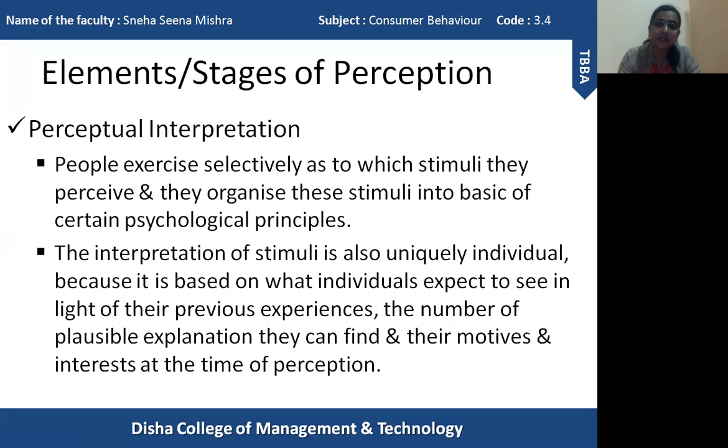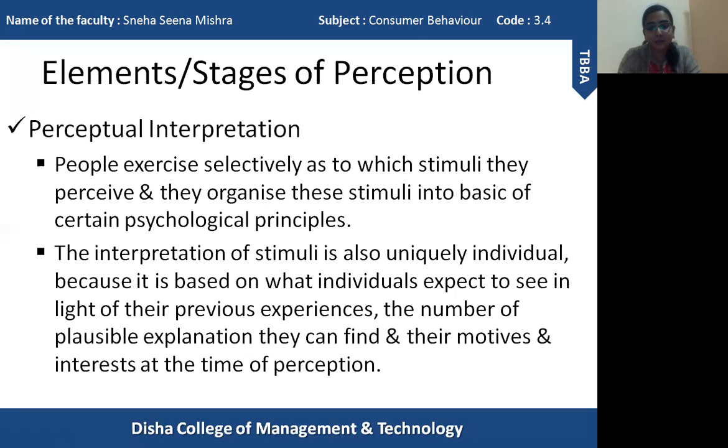So basically interpretation is very unique because each and every individual has a different mindset, different thinking process, different level of knowledge. Combining all these things helps the individual to interpret the stimuli. That's why the same stimulus received by various individuals may not have the same kind of interpretation, because each and every individual is different from one another.